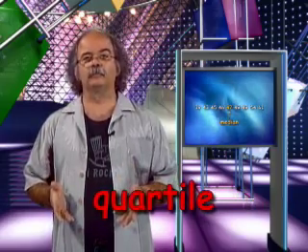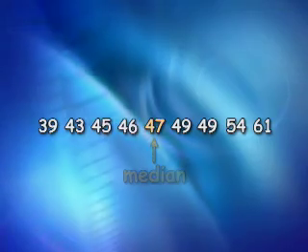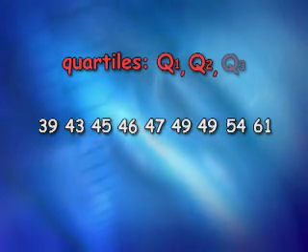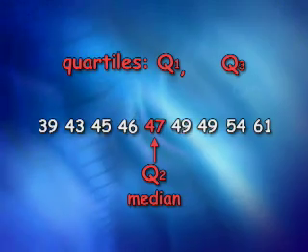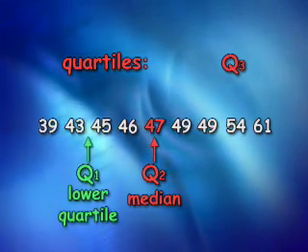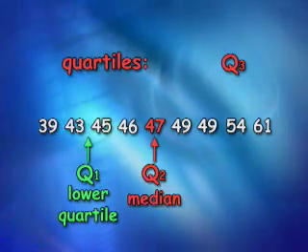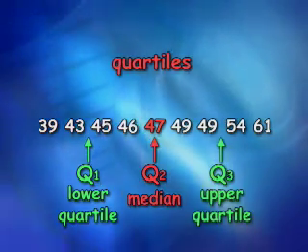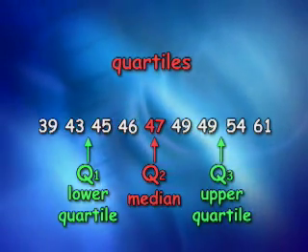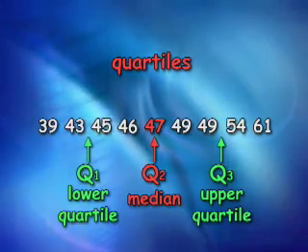Oftentimes, statisticians wish to break a set into 4 equal subsets by finding 3 values called the quartiles. The quartiles are often labeled Q1, Q2, and Q3. Q2 is the median. Q1 is called the lower quartile and is the median of the lower half of the data. Q3 is called the upper quartile and is the median of the upper half of the data.